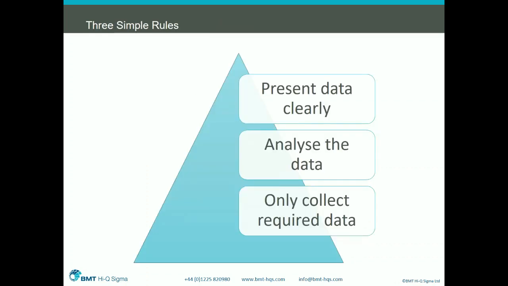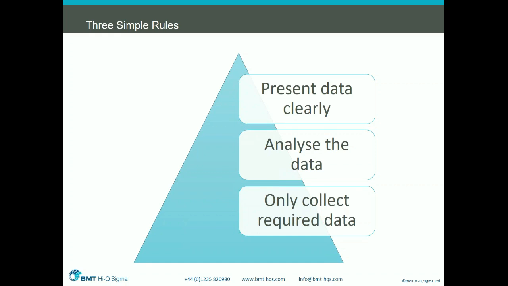So we're going to talk about 3 key and very easy rules that you should apply to any project, program or portfolio. And quite simply, they are a case of only collecting the data that you require. Once you've collected that data, making sure that you do something with it and analysing it. And then finally, presenting that data clearly.